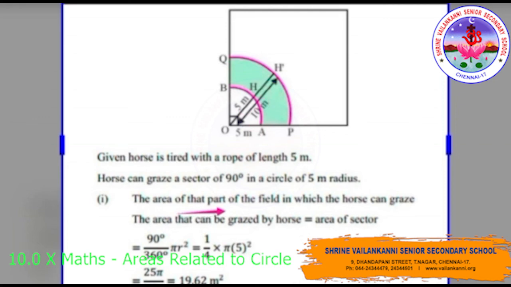To find the area of the sector having the radius 5 meter, area of the sector is theta by 360 into pi r squared, where theta is 90 degree, the radius 5 meter. So I am writing 90 by 360 into pi r squared. I will be getting 1 by 4 pi into r squared, where r is 5 squared. Then I will be getting 19.62 meter square.